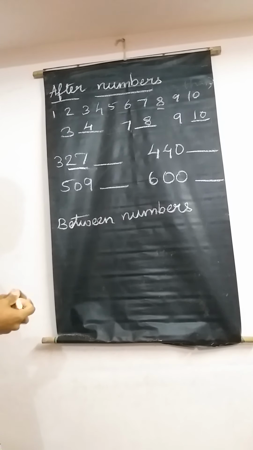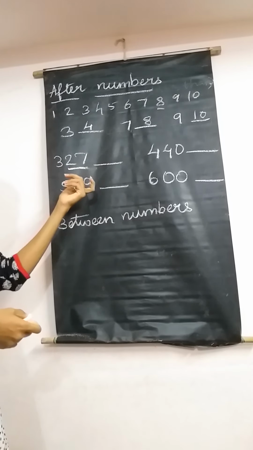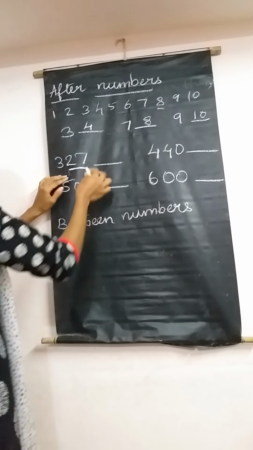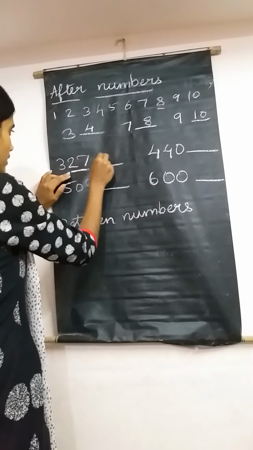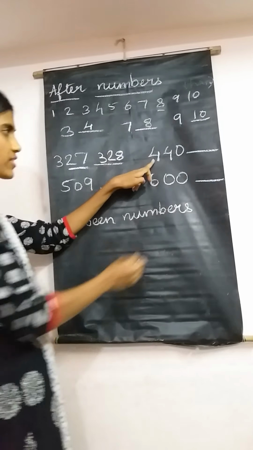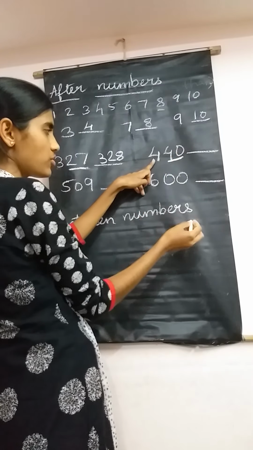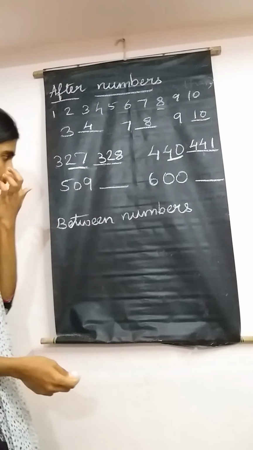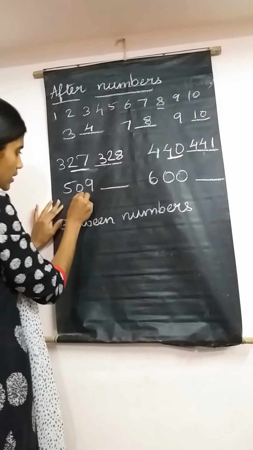Now 27. After number of 27 is what? 28. Now let us write here, without missing this, 328. Now let us go here. Underline these 2 digits. And 40 afterwards is 41. So write 441. Change these 2 places. 40, 41. Next 509. Underline.